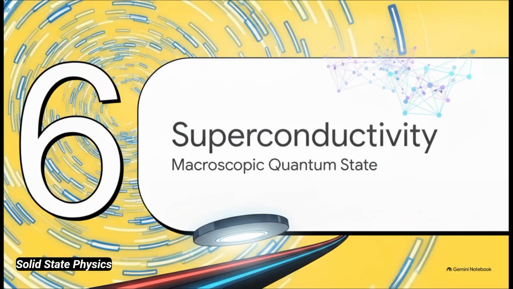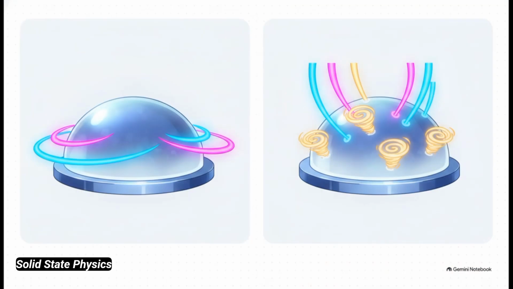Finally, Section 6, Superconductivity and Synthesis, the macroscopic quantum state. For our final progression, we reach the absolute most complex state of matter, where classical physics takes a back seat and electrical resistance drops to absolutely zero. Phenomenologically, we've got two main types of superconductors.